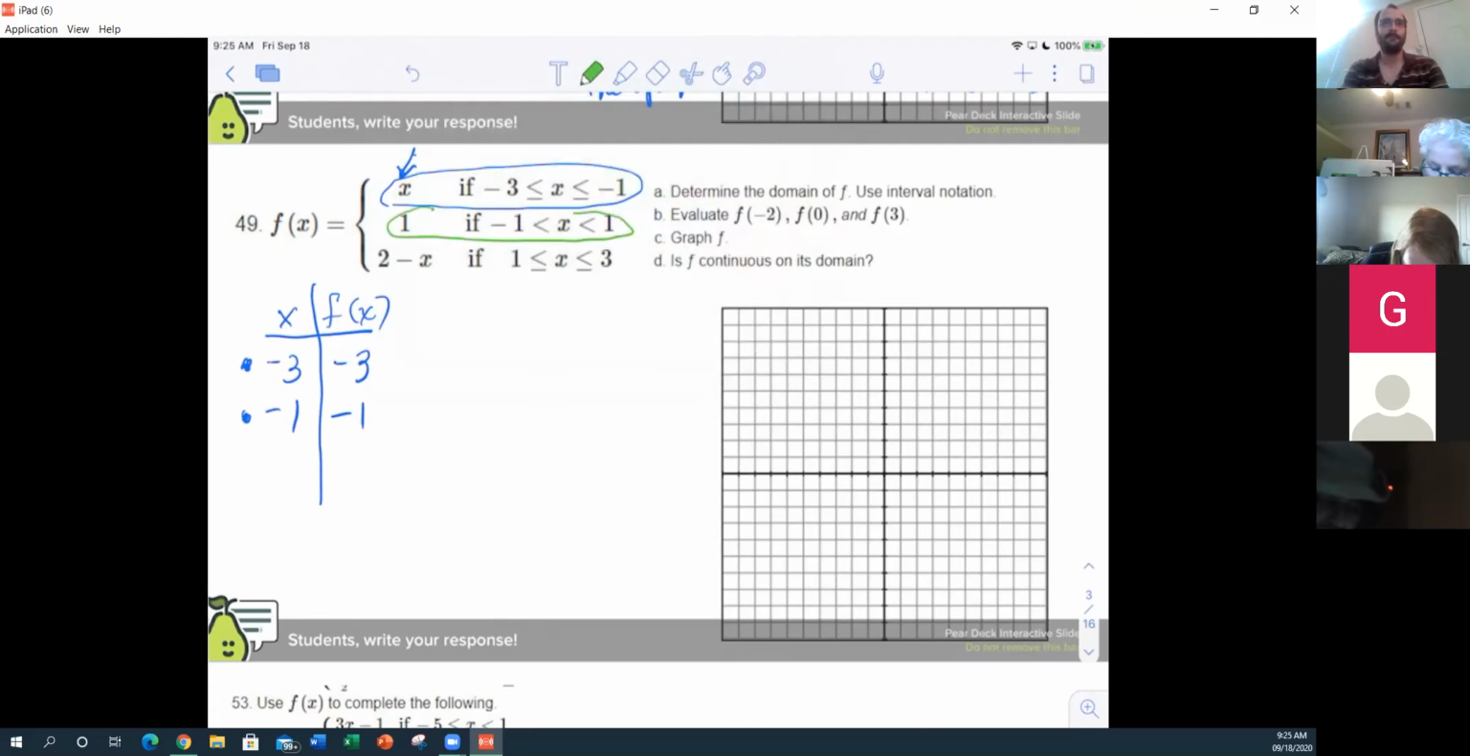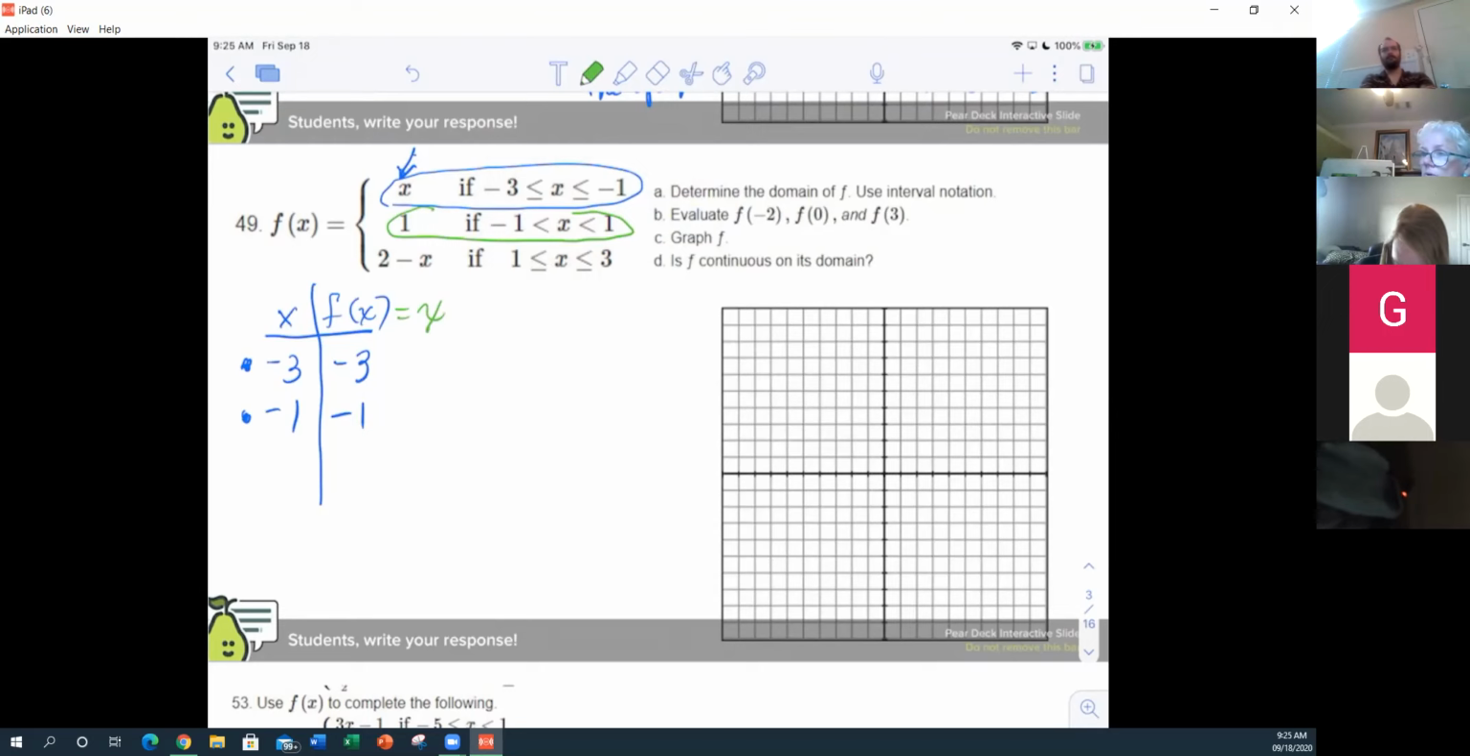Okay, so Timothy, do you see why those two numbers are -3 and -1? No. Okay, all right, so this says that f of x is just equal to x. So that means that whatever the x value is, that is what your f of x value is as well. It'll take a little more practice to get used to that, but I understand why.